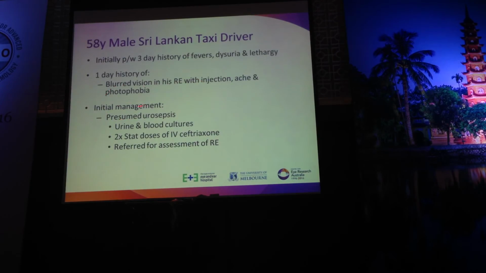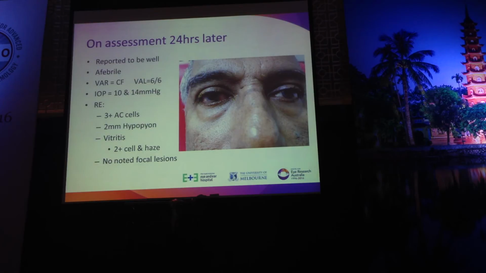Injection, photophobia. He came into the emergency department and was presumed to have a urinary tract infection. Urine and blood cultures were taken, initially negative. He had 2 doses of stat IV ceftriaxone and was referred in to basically get his right eye sorted out. Okay, 24 hours later, he said he was well. He was afebrile at the time. Vision now in the right eye, right down.